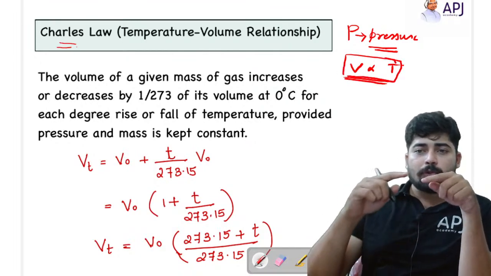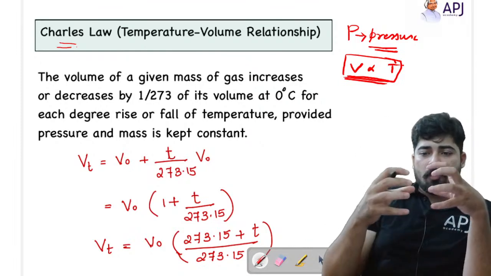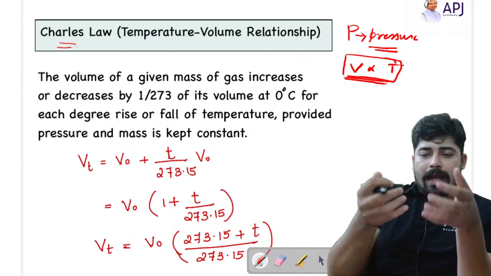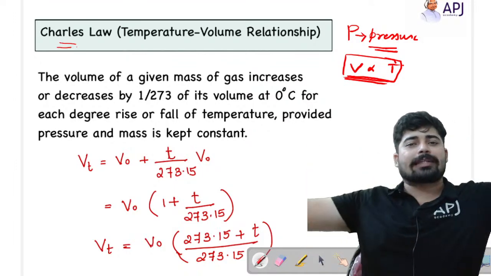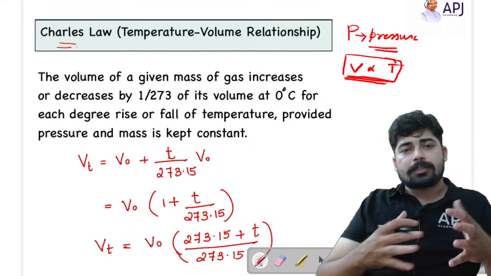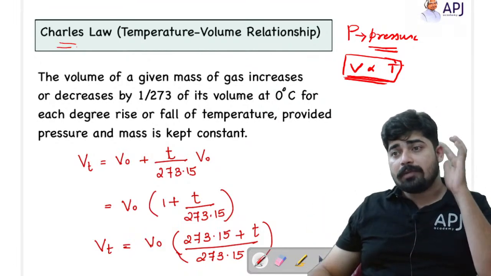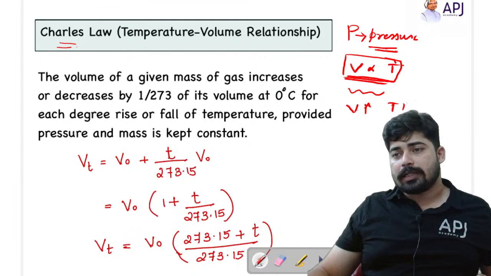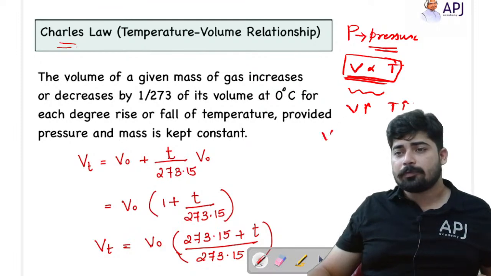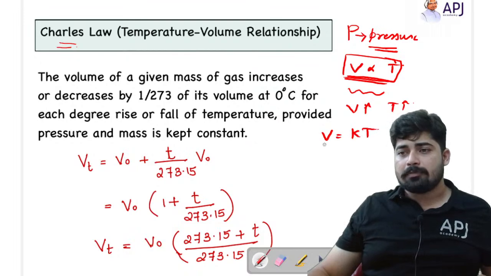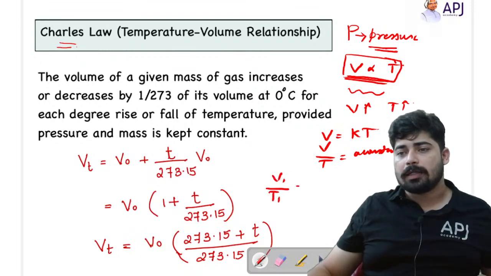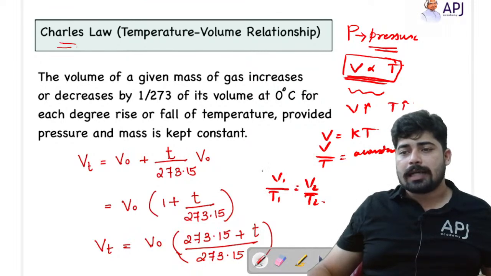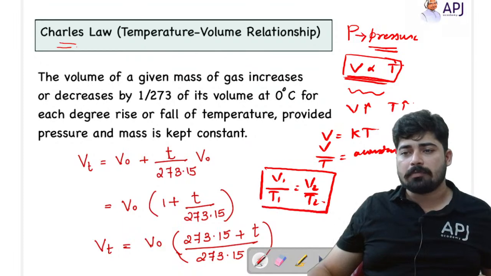You know that as you increase the temperature, the molecules absorb the thermal energy and they start to expand. So if you increase the temperature, the volume also increases. That means volume is directly proportional to temperature. As you increase volume, temperature also will get increased. So I can say that V equal to KT, that means V by T equal to a constant. So I can write it as V1 by T1 is equal to V2 by T2. This is another important relation from Charles law.